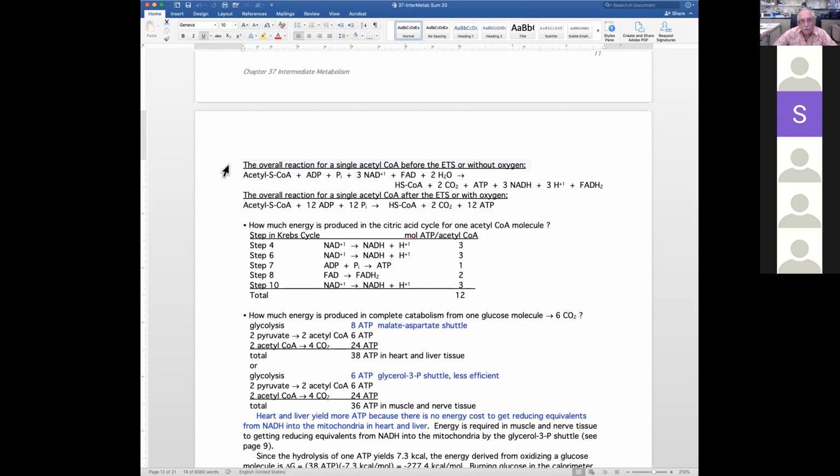So here's the overall reaction before the electron transport system, or without oxygen. Here it is after electron transport, or with oxygen. Here's the different steps where we actually make that energy.